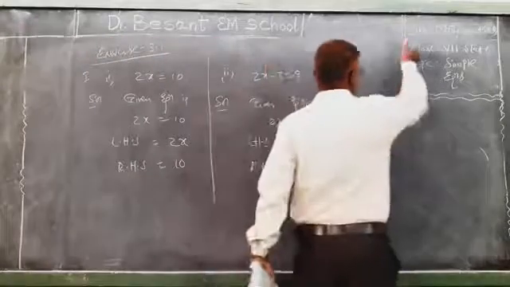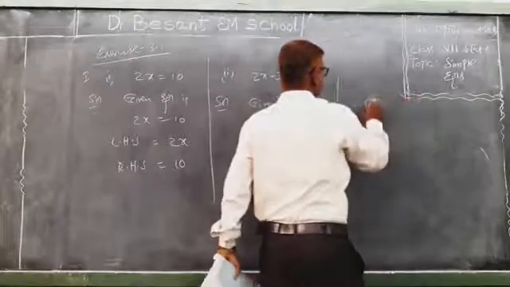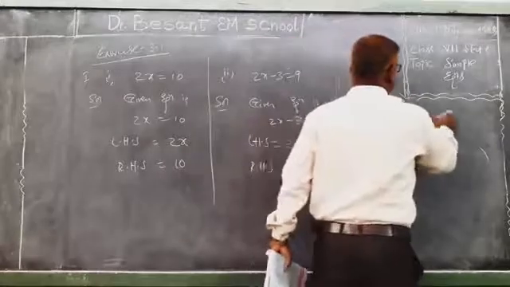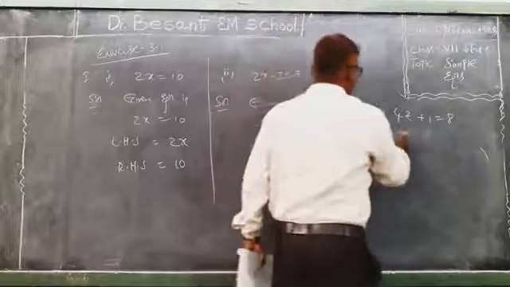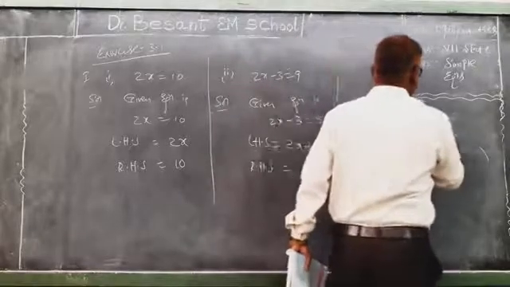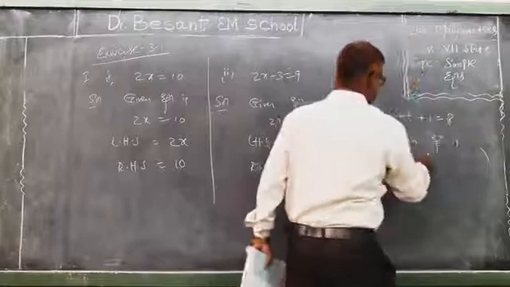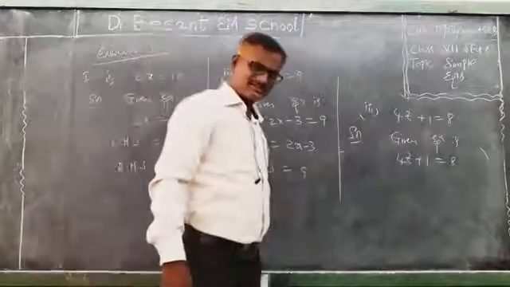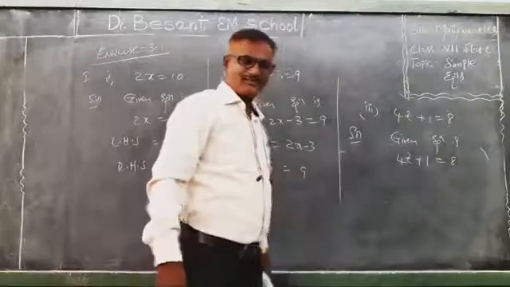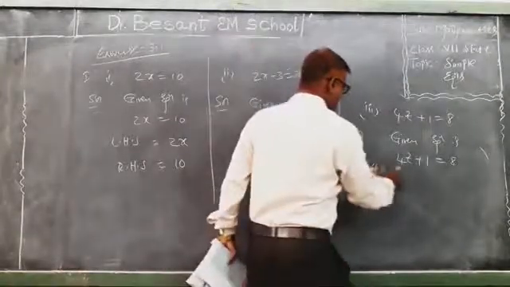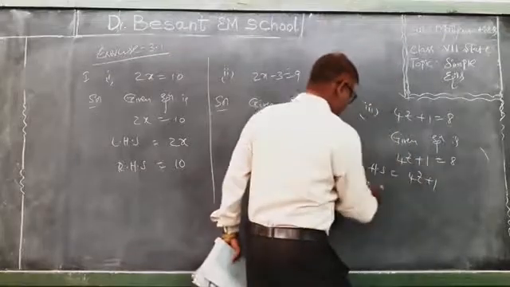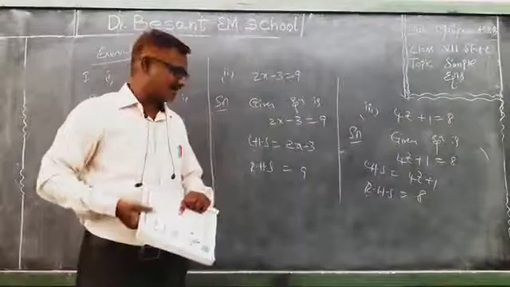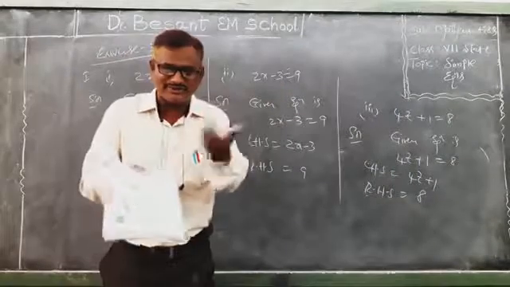Let me explain you one more problem. Just you see, third one: 4z plus 1 equals 8. Solution. Given equation is 4z plus 1 equals 8. Tell me, what is LHS? The part which lies left hand side, 4z plus 1. So LHS is equal to 4z plus 1. What is RHS? The part which lies right hand side of the equality, 8. RHS is 8.